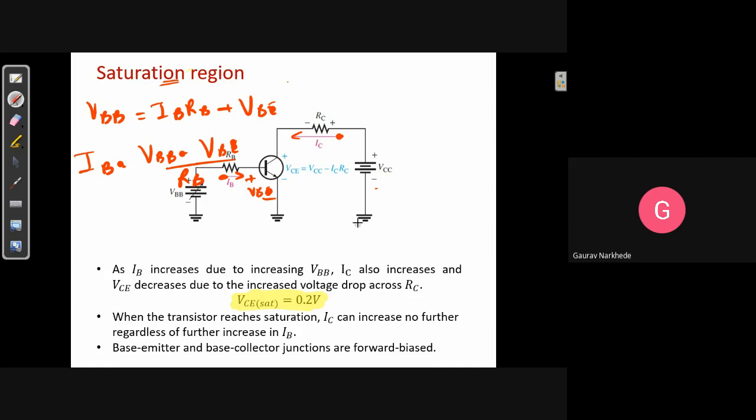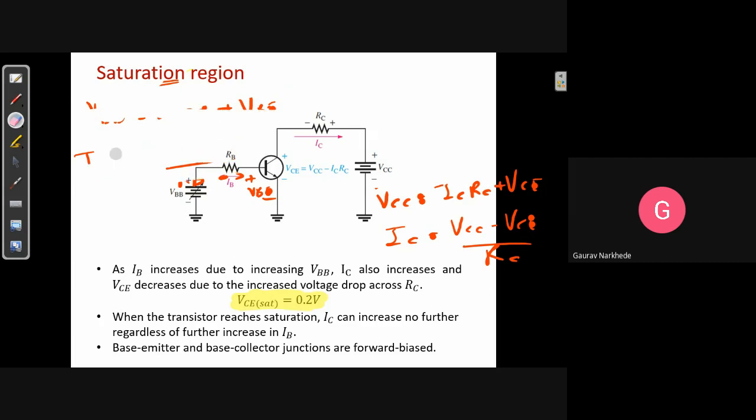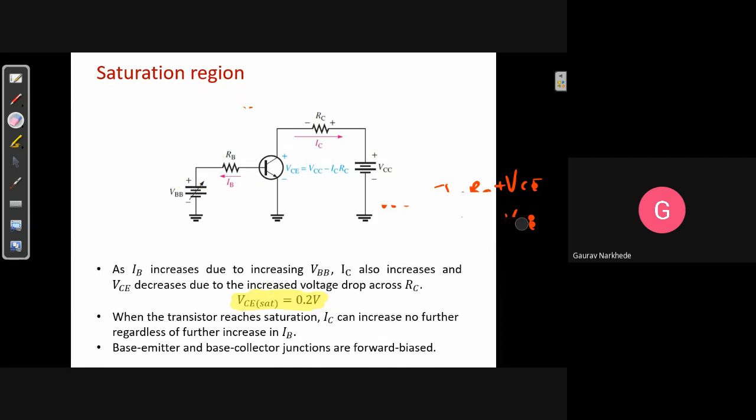Similarly, how to calculate this IC? I can say VCC is equal to ICRC plus VCE, right? So therefore IC is equal to (VCC minus VCE) divided by RC. Correct? So this is your saturation region. This is how you calculate the region of operation of a transistor.